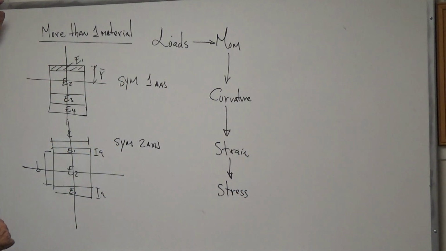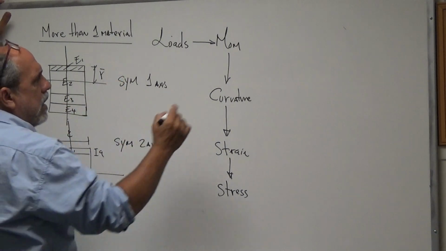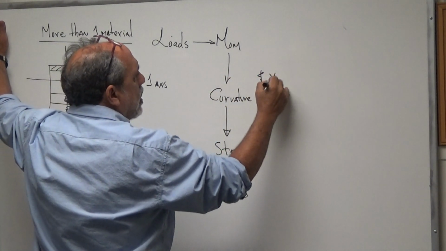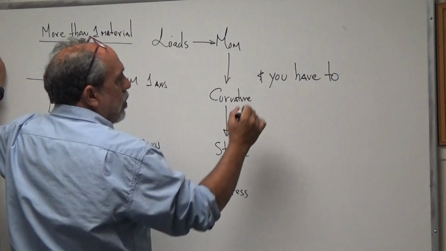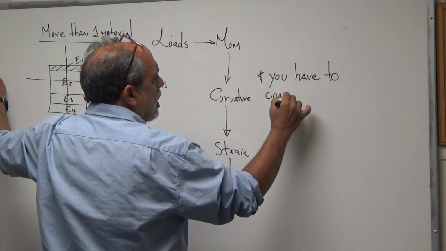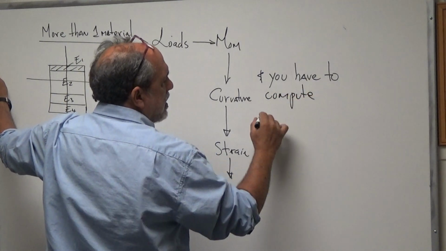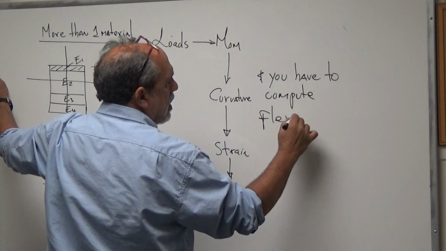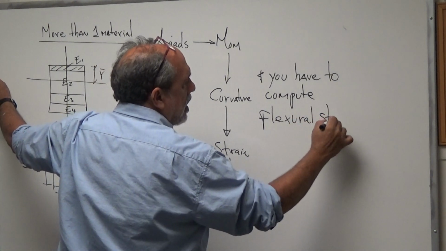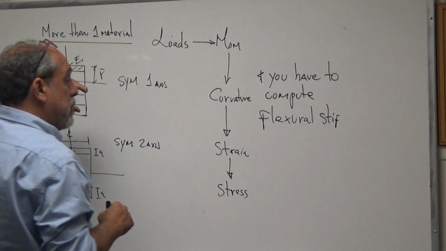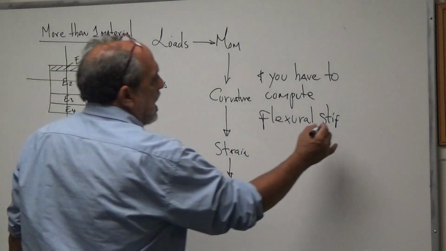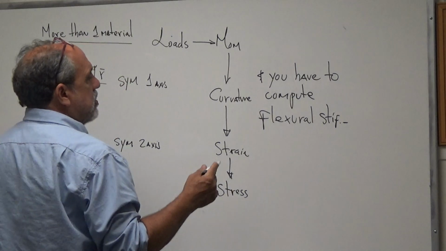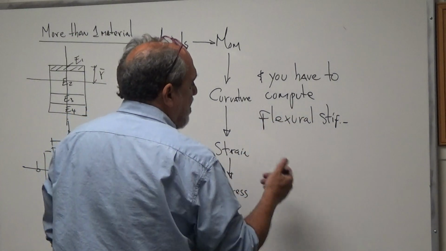The key on this kind of problems is that you must be able to locate y bar, and you have to compute the flexural stiffness, which I called in my previous example EI effective. I don't know if that's really a great idea or not. It's probably better to just say flexural stiffness, but EI effective is fine.